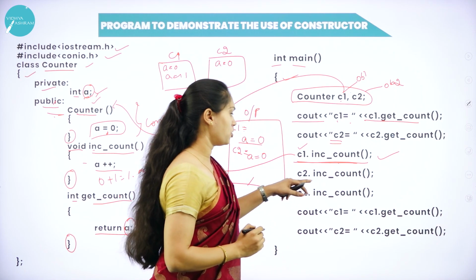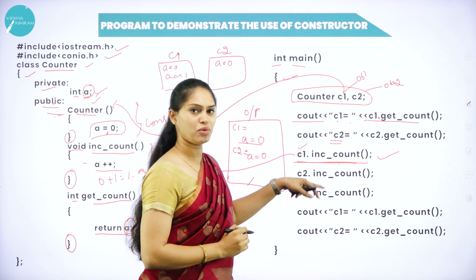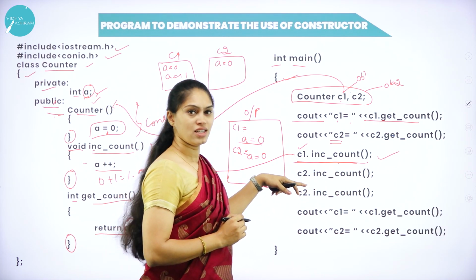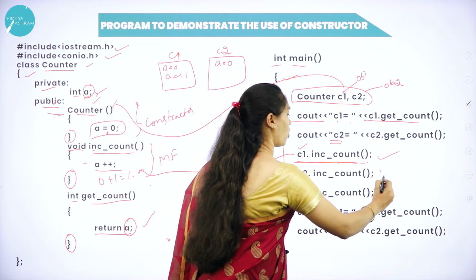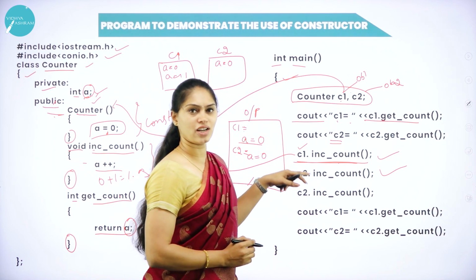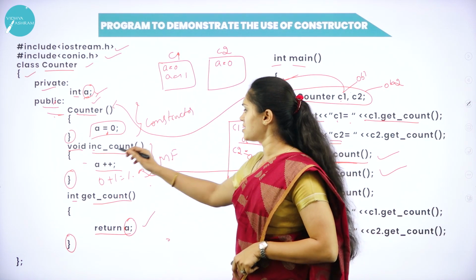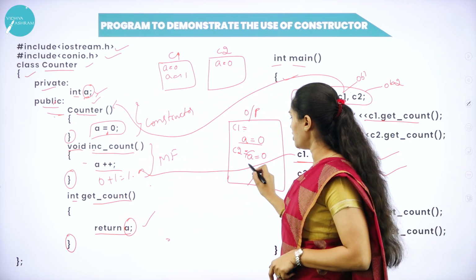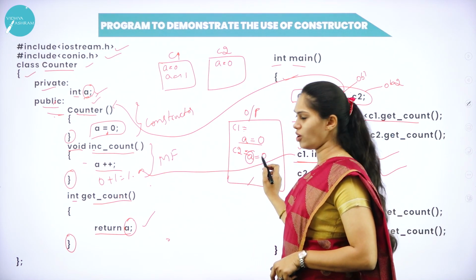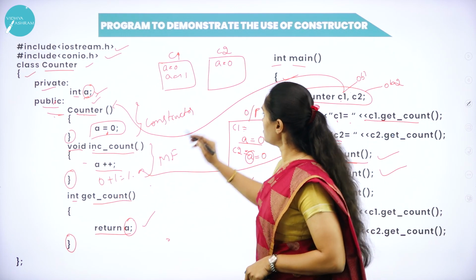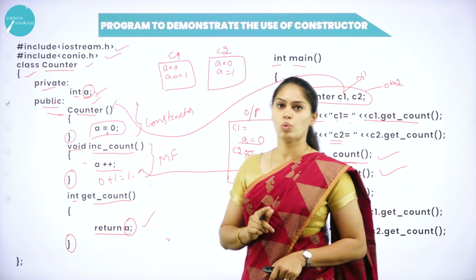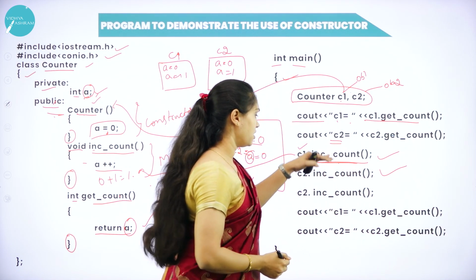After that, C2.incrementCount. What am I doing here? I am calling this increment count function with the help of the C2 object. So when I am calling this function, control will again move back to this increment count function. For C2, what was the value of A initially? That is 0. So this 0 plus 1 becomes 1. So now the value of A will become 1. I'm done with these two lines.